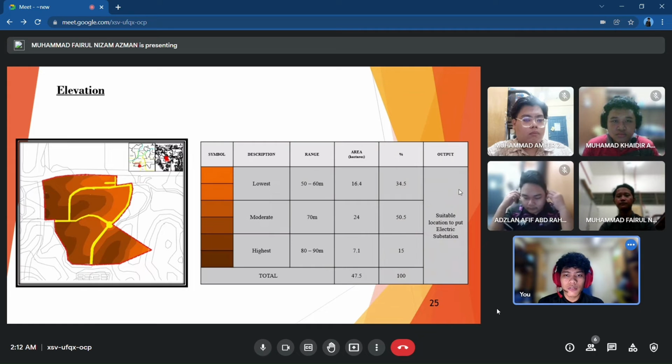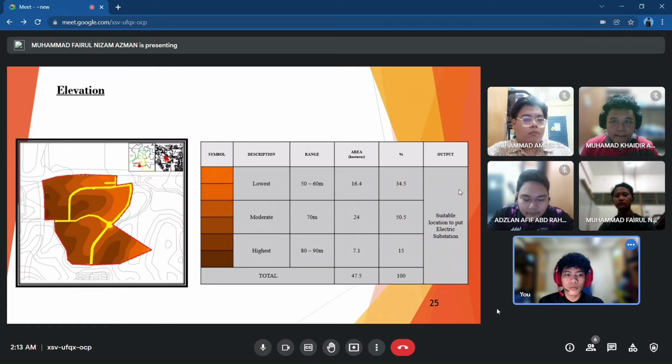So now we move to the elevation. For elevation, we have the lowest point to highest point. For the lowest point, the range between the contour lines is 50 to 60 meters. The area includes 16.4 hectares and the percentage is 34.5%.